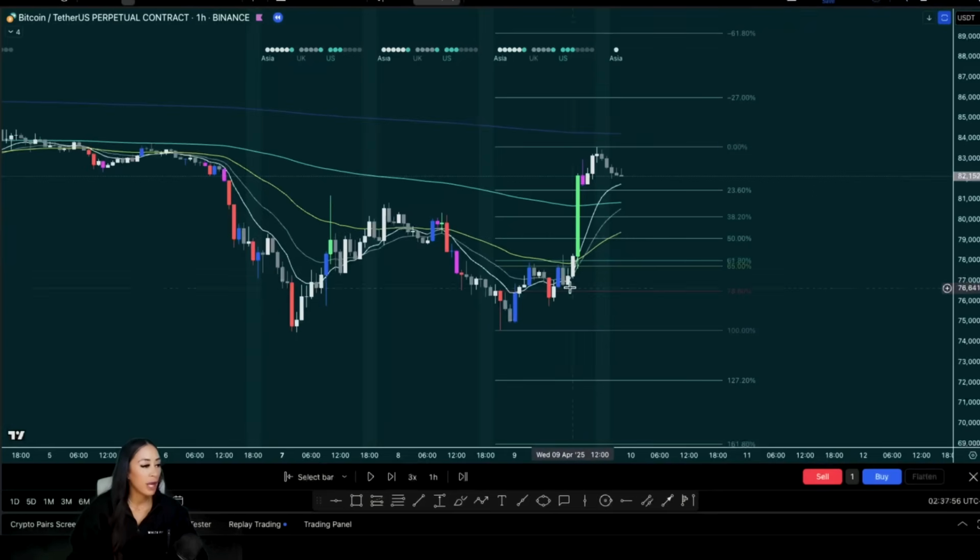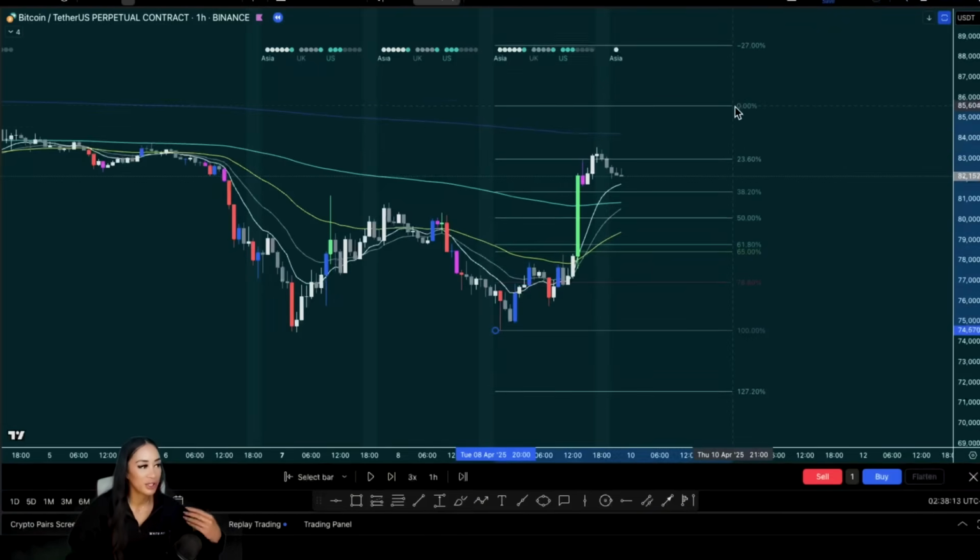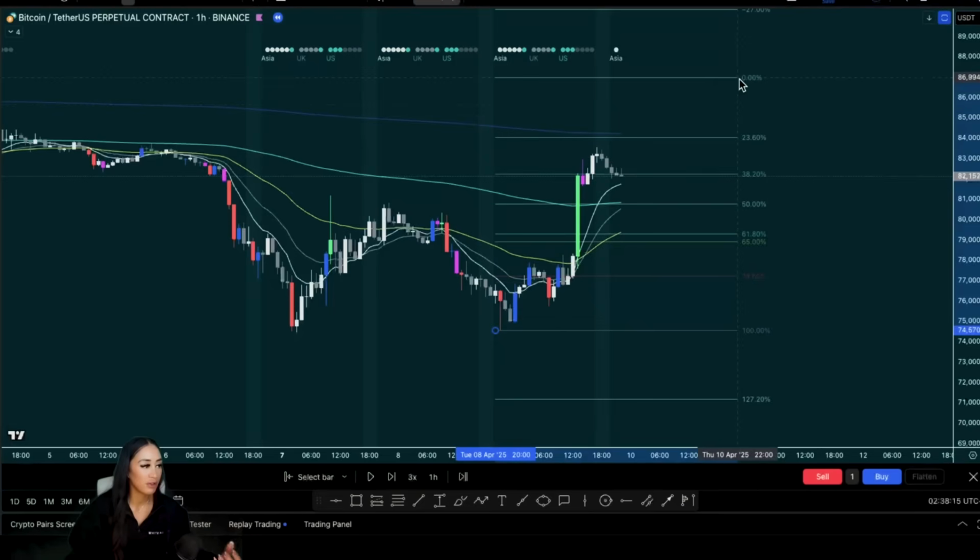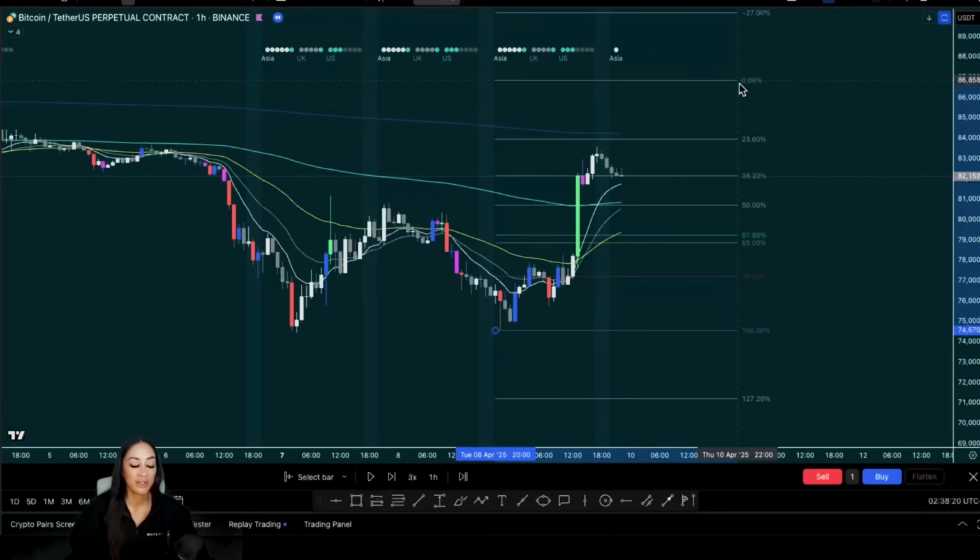We always need to wait for price to finish pushing to the upside and start its retracement before we can draw the fibs on. Otherwise, you're going to have to continuously keep moving your Fibonacci retracement tool up if price is still moving to the upside.